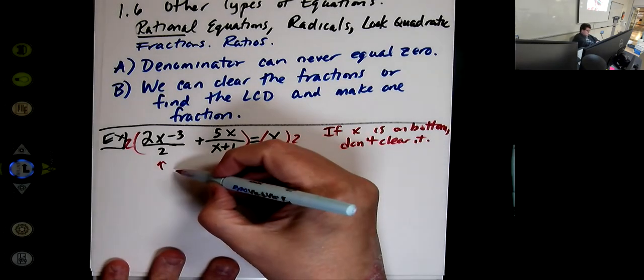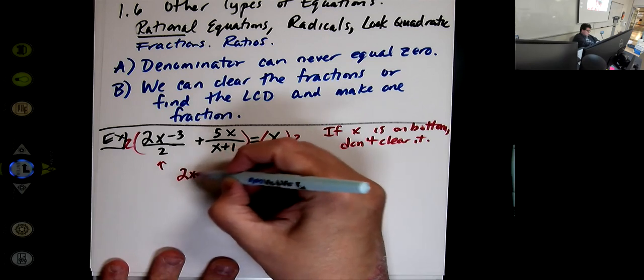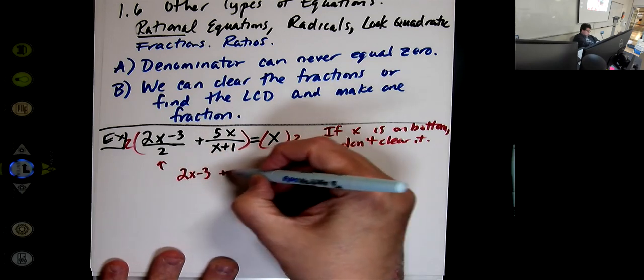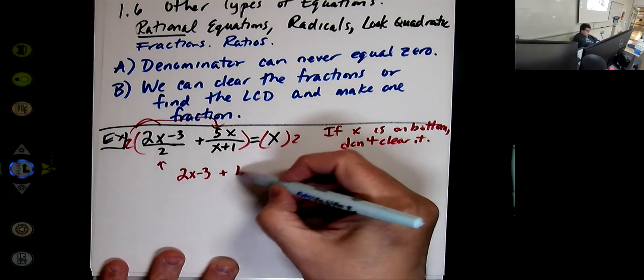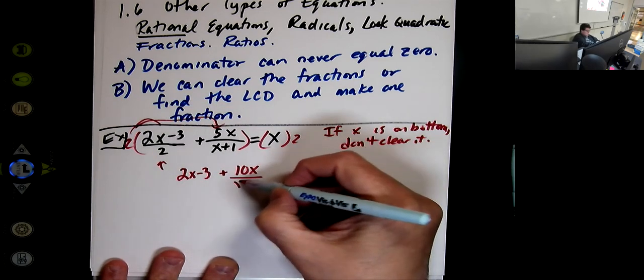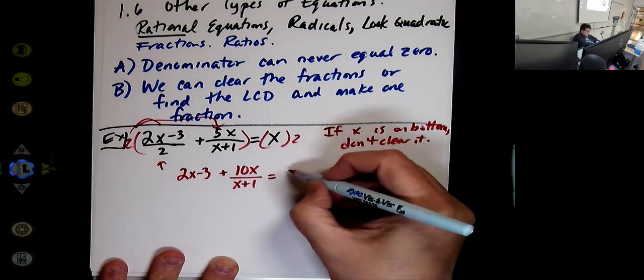If I do that, I get 2x minus 3 plus, I distribute the 2 to both of these. 2 times 5x is 10x over x plus 1. And the right side is 2x.